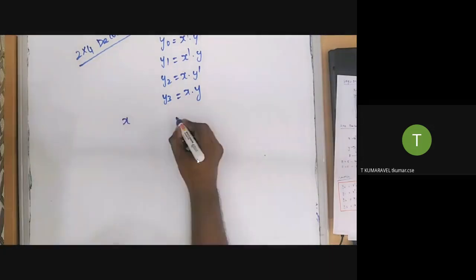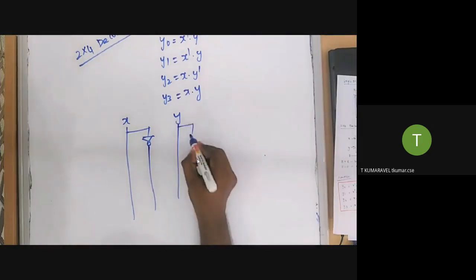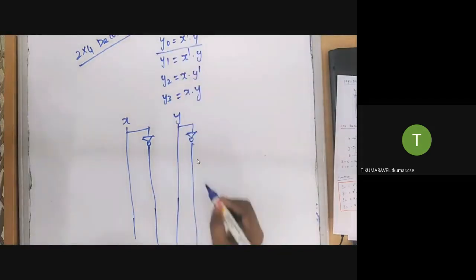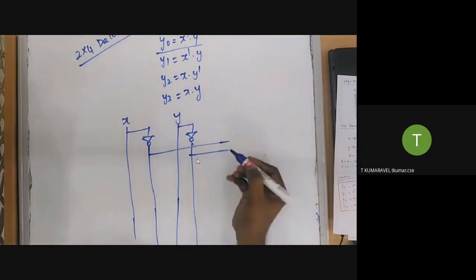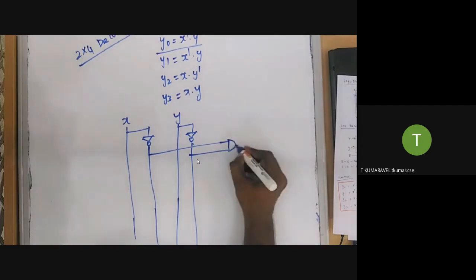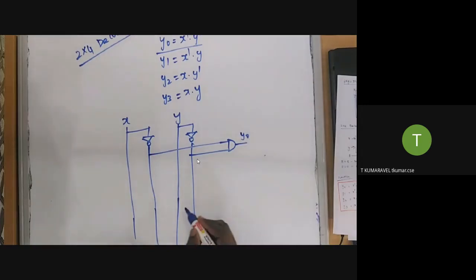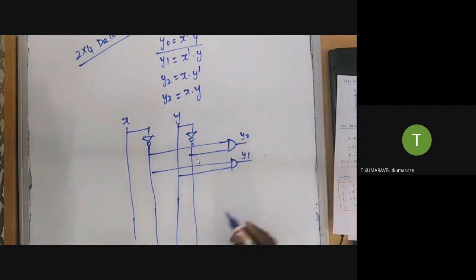Okay. So I'm taking x, I'm taking y. Now I'm going to implement the circuit. What is the first thing? x bar y bar. It is going to produce a min term. So for that, I'm going to add one AND gate. The output is y0. What about the next one? x bar y. It is going to generate the output y1. What about the next case? x y bar.